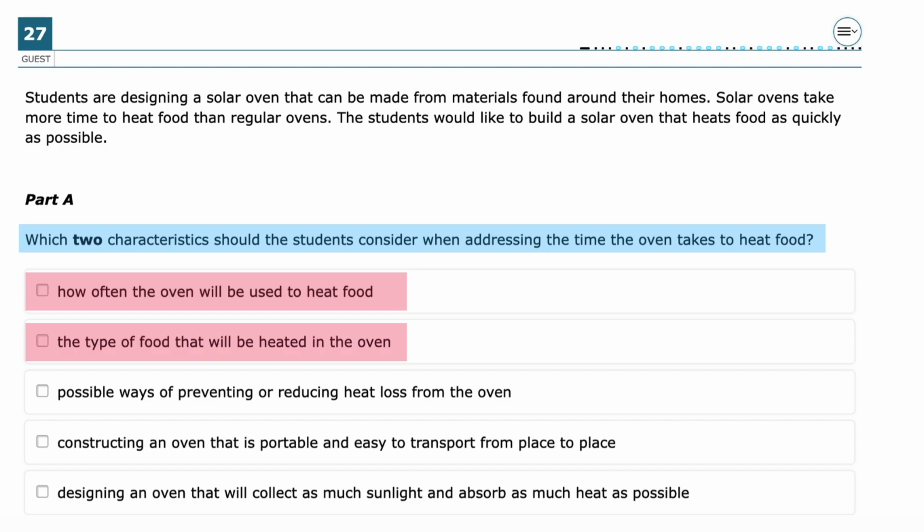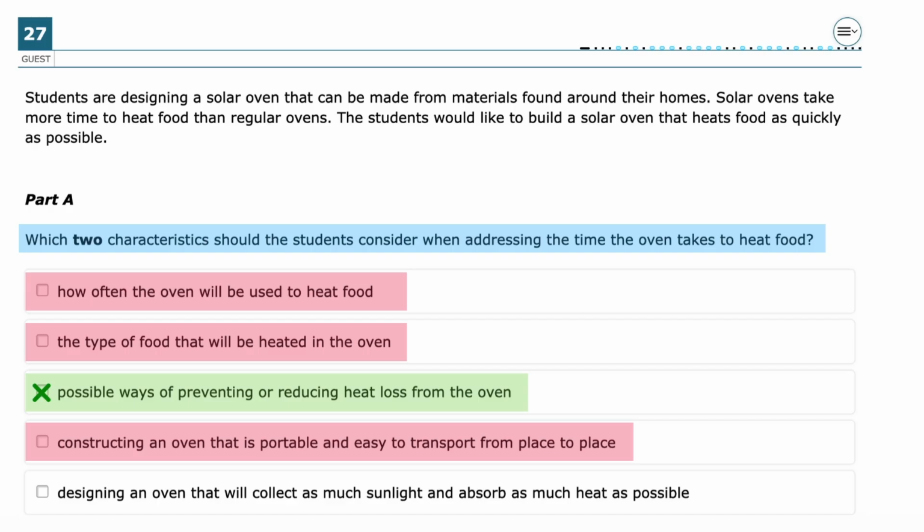The type of food that will be heated in the oven? Different foods may heat differently, but this doesn't help improve the oven's heating speed in general. Possible ways of preventing or reducing heat loss from the oven. This is important. If heat escapes, food takes longer to cook. Keeping heat inside helps the oven heat food faster.